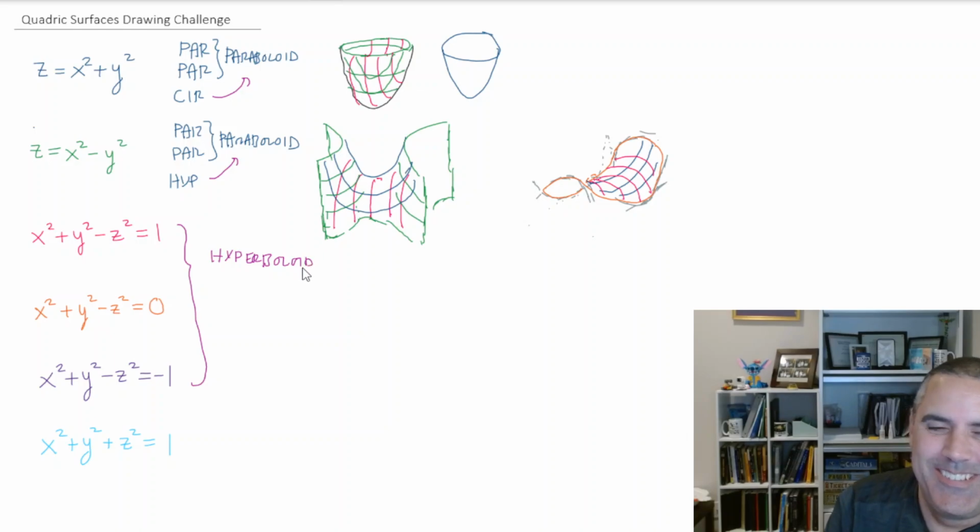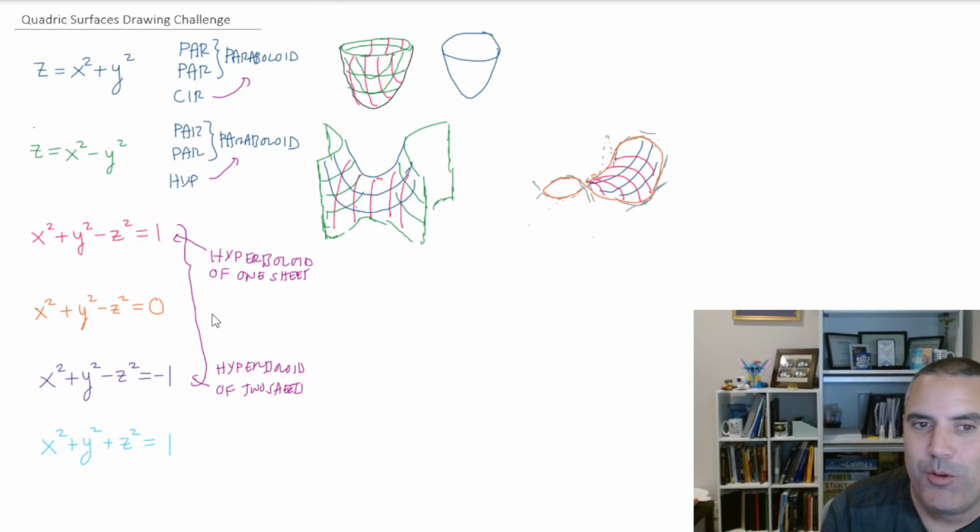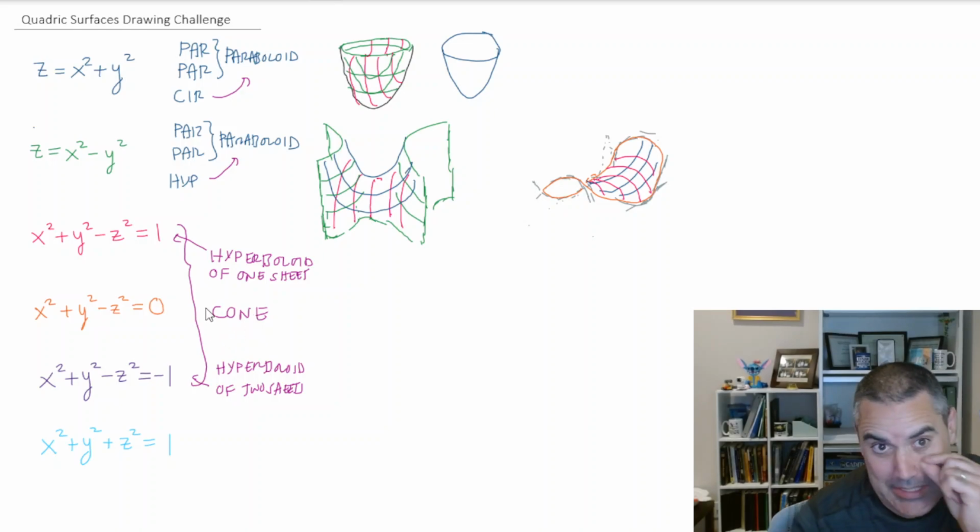And so this is the hyperboloid of one sheet, the historic name. There's a reason for that. And this is the hyperboloid of two sheets. And this is the degenerate hyperboloid, also known as a cone, the extremely skinny hyperboloid.